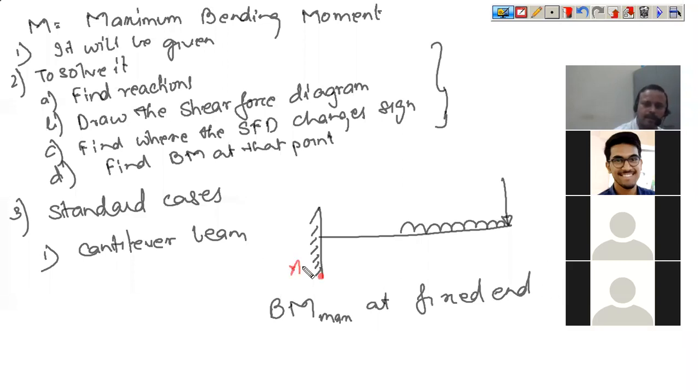Let this point be A. So find the bending moment at A. This will always give you the maximum bending moment. In any case, if you have a cantilever beam which is loaded in any possible manner, then you just need to find the bending moment at the fixed end. Whatever the bending moment at the fixed end is, that is the maximum bending moment that the beam will be subjected to.